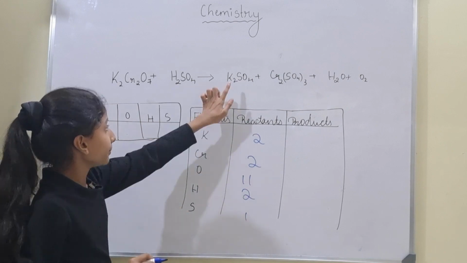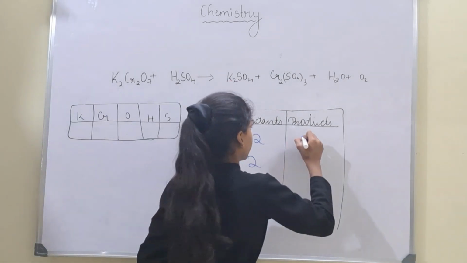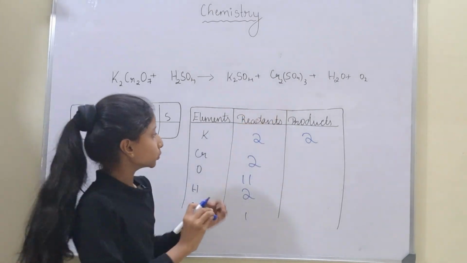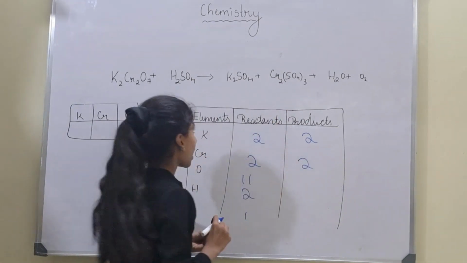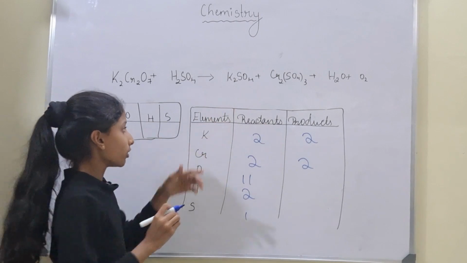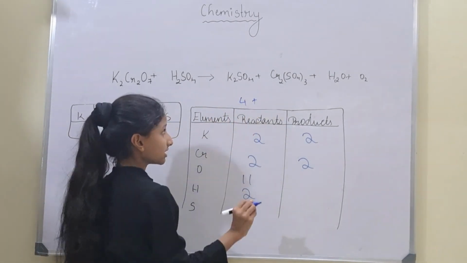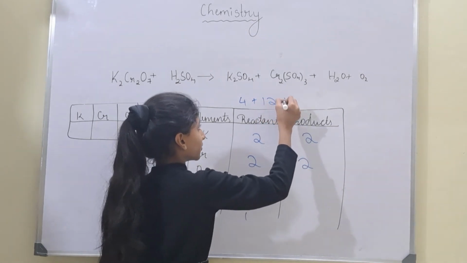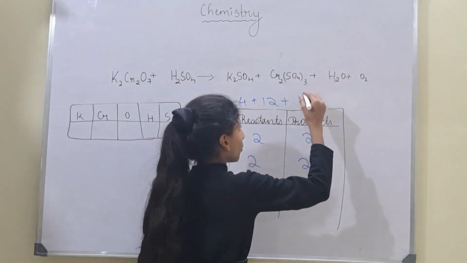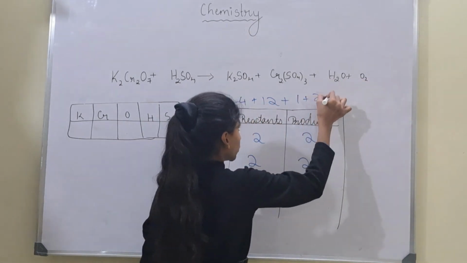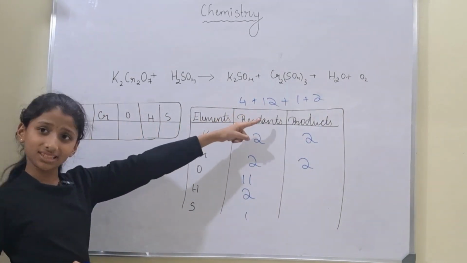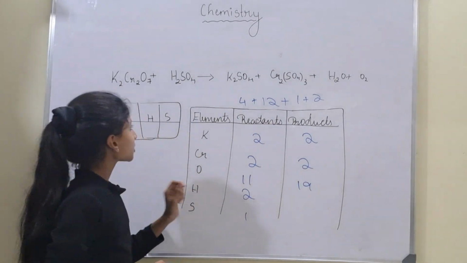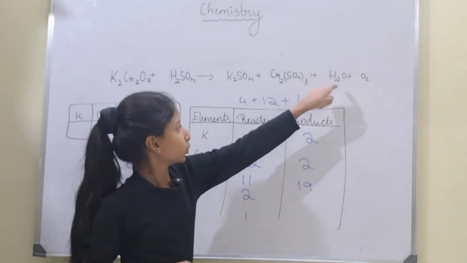Let's see in the product side. For potassium, 2. As for chromium, 2. As for oxygen, 4 plus 4 into 3. 4 threes are 12 plus 1 plus 2. 4 plus 12, 16. 16 plus 3 gives us 19. As for hydrogen, 2.